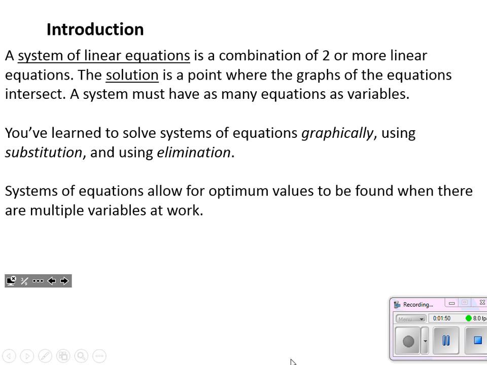So how have we learned to do this in the past? You can see this middle blurb that we've got here on screen. In the past, we've learned to either use graphing to find the intersection point. We learned the substitution method to solve algebraically, and also the elimination method to solve algebraically. That's what we're going to be reviewing today. And then the last bit, as I had kind of alluded to with our business analogy, this is really useful because it helps us find optimum values when there's more than one variable at work.